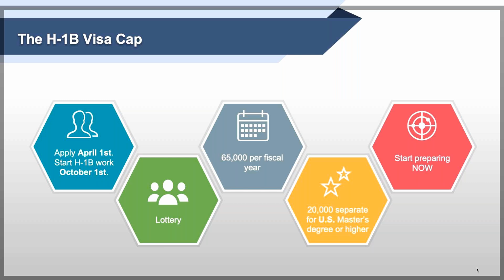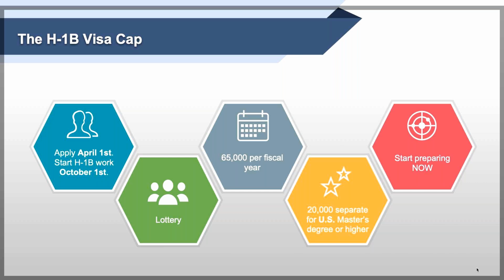Now, the only leg up that some people have in this lottery is individuals that have a U.S. master's degree or higher. Out of the 85,000 H-1B visas, USCIS sets aside 20,000 H-1B visas and runs a lottery first with individuals that have a U.S. master's degree or higher. Those that are not selected in that lottery are given a second chance to play with the remaining 65,000 H-1B visas. So those individuals sort of get 2 bites at the apple, or 2 plays in the lottery, okay?